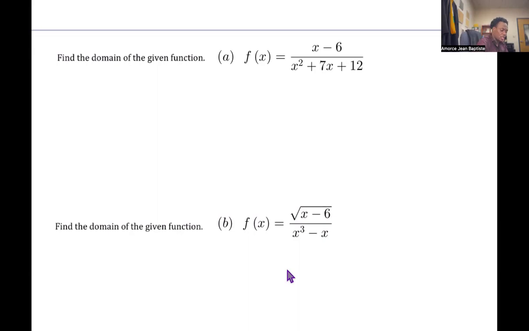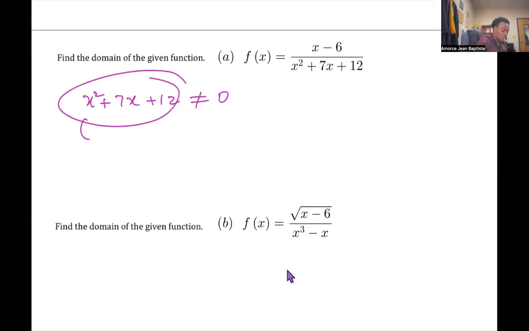Here's this one. This one has a denominator, so we want it to be not equal 0. So that's going to be x squared plus 7x plus 12. We want it to be not equal 0. We can factor this, or you can use the quadratic formula to find the values of x that make this expression equal 0. So you can solve this equation equals 0 and then set the x values not equal, because we want them not to be these values, to exclude them.